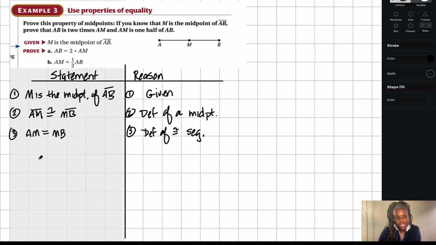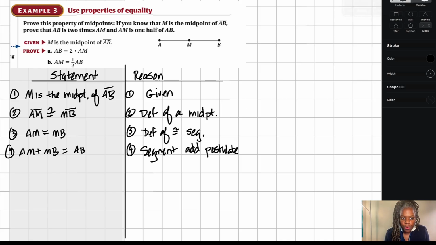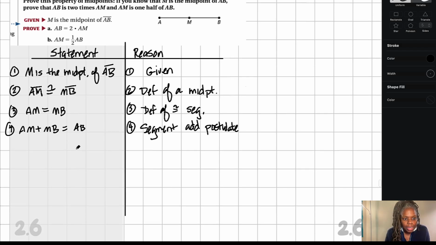And so now the next thing is we need to think about how we can bring AB back into the mix. We can bring AB, the entire segment, back into the mix by looking at the fact that the length of AM plus the length of MB has to be equal to the length of AB. And that is the segment addition postulate. Okay, so now that we're here, it's starting to look like something to me. If AM plus MB is equal to AB, and I know that AM is equal to MB, and remember, I'm trying to get 2 AMs equaling 1 AB. I think I might have it.